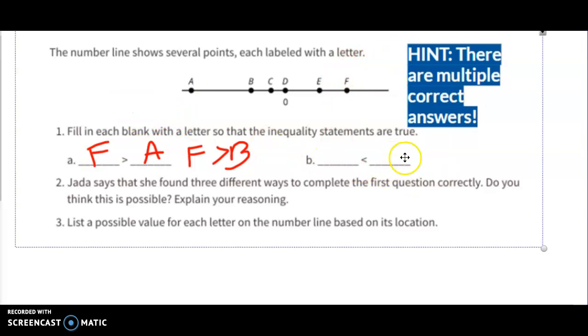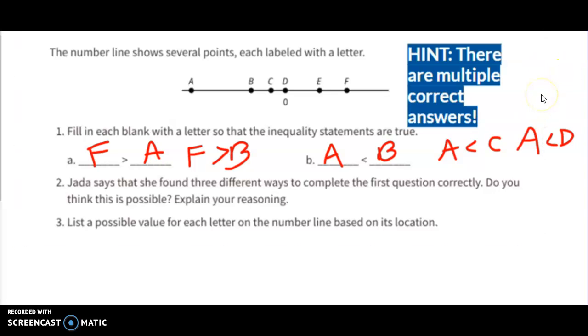Okay, the second inequality statement, we're looking for a letter that is less. So if we look at our smallest letter here, it'll be A, and A is less than B. A is less than C, A is less than D, A is the smallest letter up there. So there's many, many answers that you could have as long as the letter is to the right of the second letter.